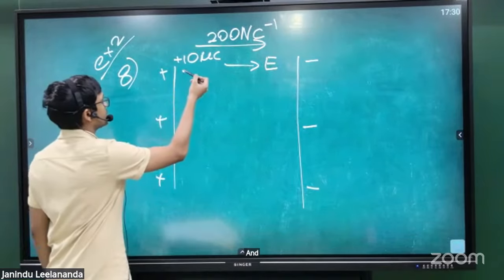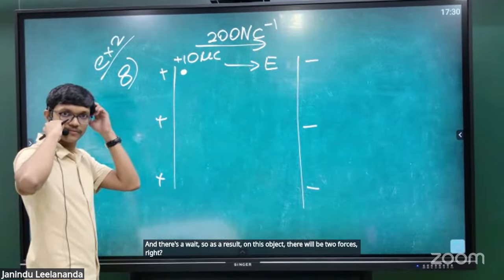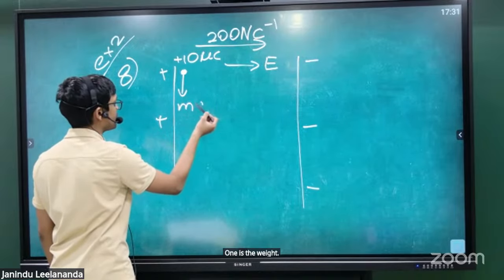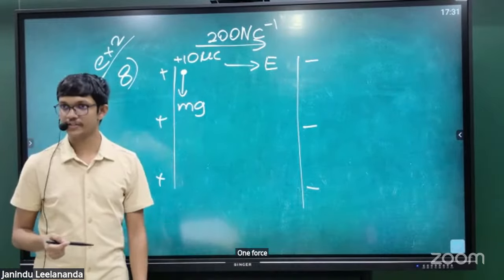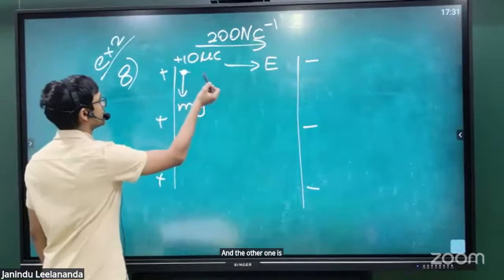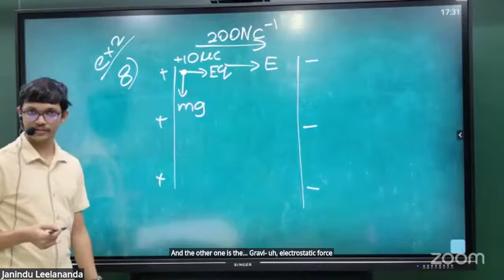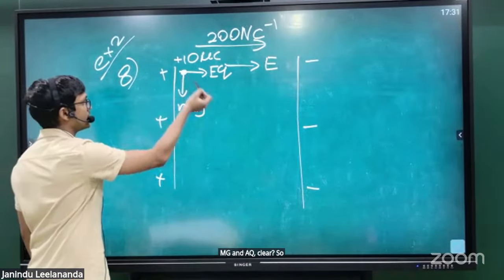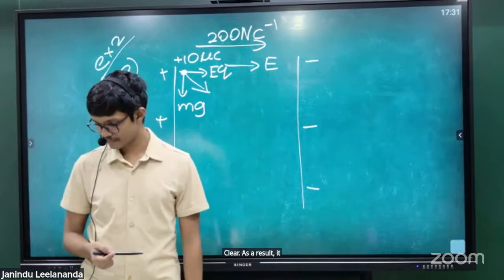And there's a weight. So as a result, on this object there will be two forces. One force is the weight, acting on this. And the other one is the electrostatic force, EQ. Mg and EQ. So as a result, it will move in this direction.